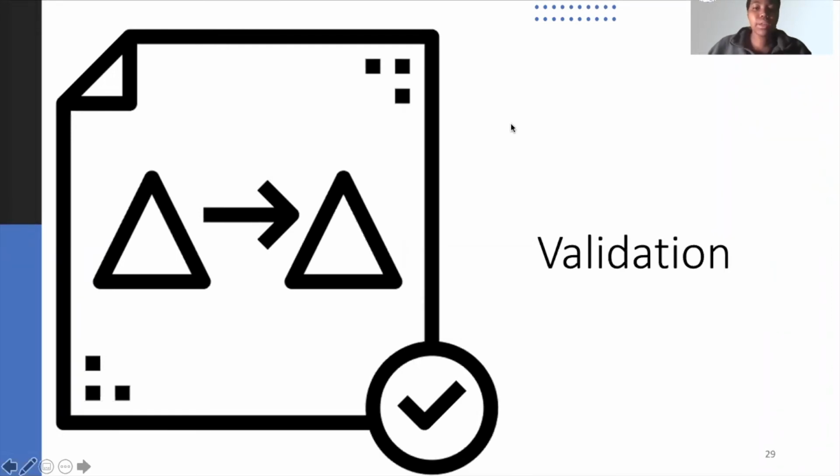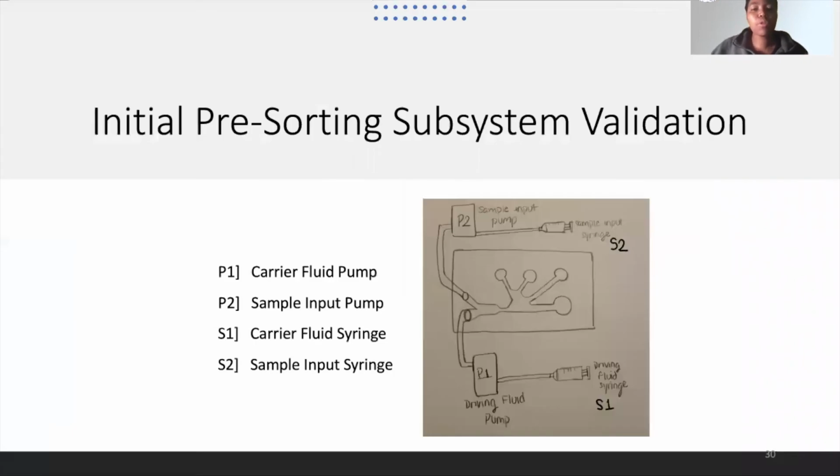In this section, I'm going to be talking about all the tests that we're going to do to ensure that the system and all the subsystems work as intended. So the first one that I'm going to be looking at is the sedimentation subsystem. The way it's set up is we're going to have the sample input range and the driving input range be injected at the same time. We're going to have the pumps give us a constant flow rate as they enter into the microfluidic chip. And then we're going to have the particles separate as intended.